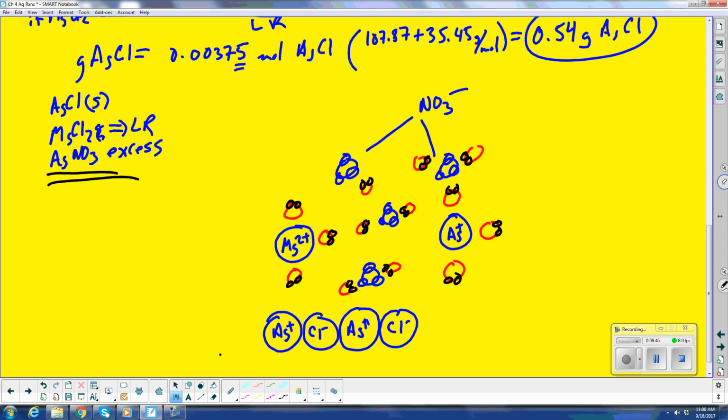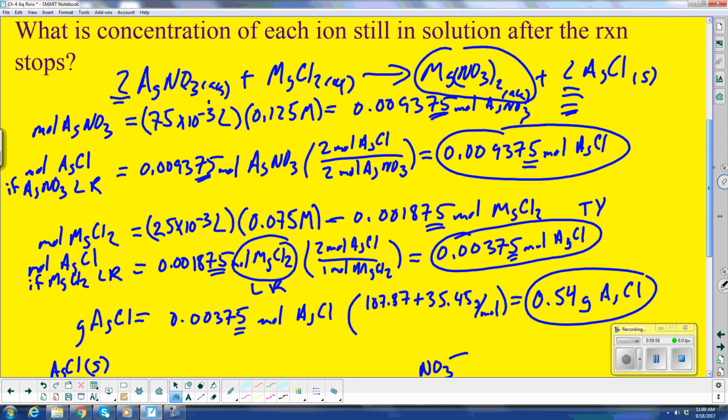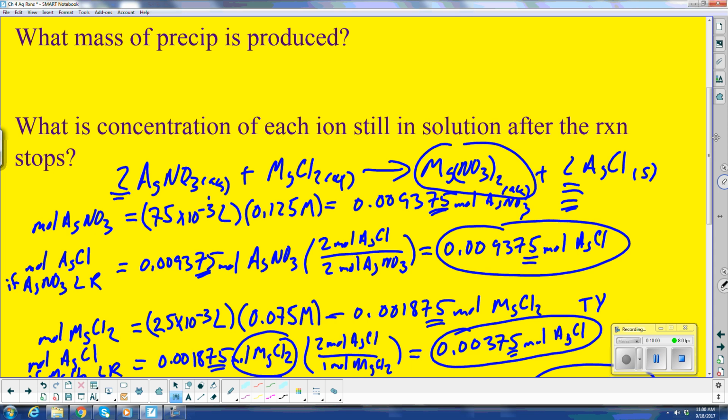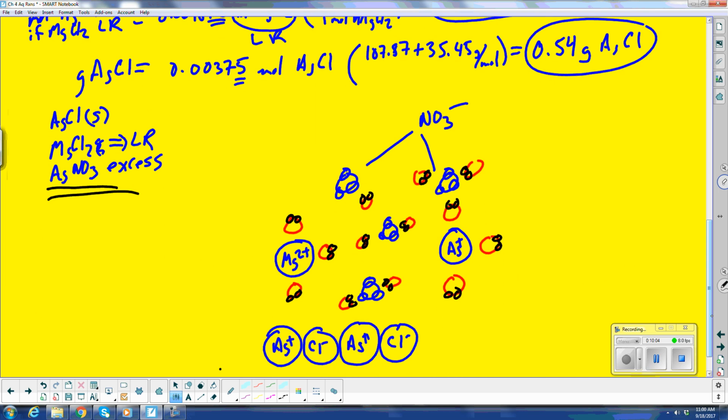Good. So that's kind of what our picture should look like. You know, I need to have excess silver, excess nitrate. And now this will help us out in figuring out our last question, which is what is the concentration of each ion after the reaction has occurred.